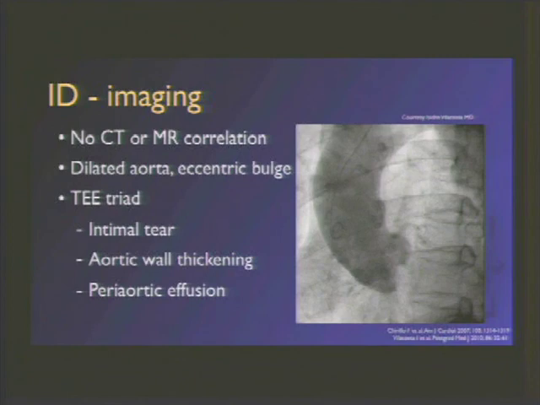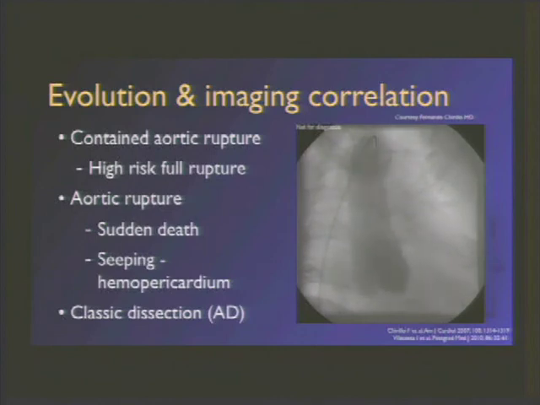But what you can see in the angiography and echocardiography is a dilated aorta with this eccentric bulge that you can see here. And I have another case that was provided by Dr. Cirillo in Italy, which is even better seen here. You can see this little bulge of the aorta, and that is called a contained aortic rupture.